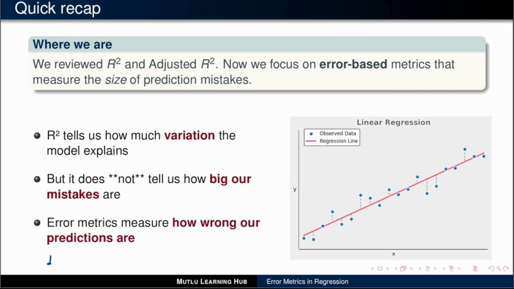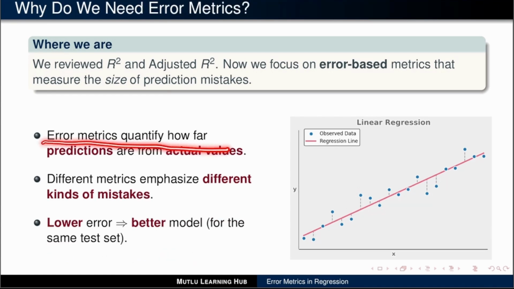Remember that the error is the difference between the actual value and the predicted value. And on the graph, you can see that, for example, for this point, the error is this distance. Error metrics quantify how far predictions are from actual values. But here is the twist. Not all error metrics treat mistakes the same way. Some treat all mistakes equally, others crush big mistakes much harder, and it matters which one you choose.